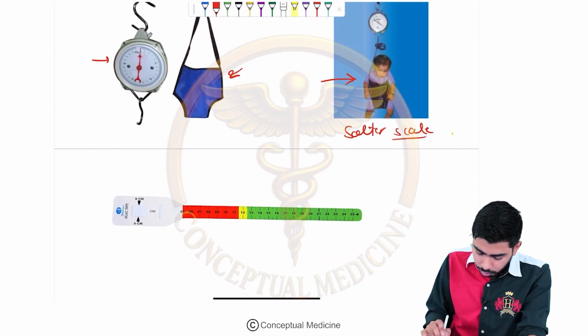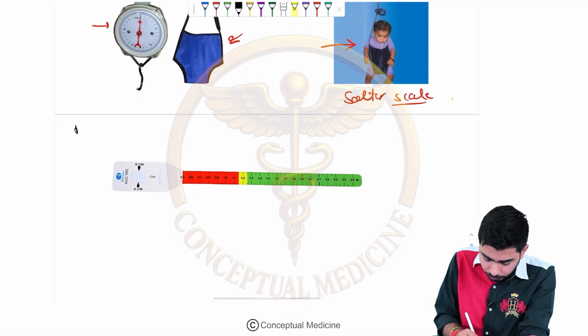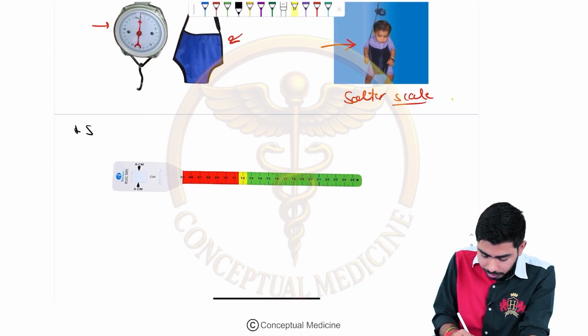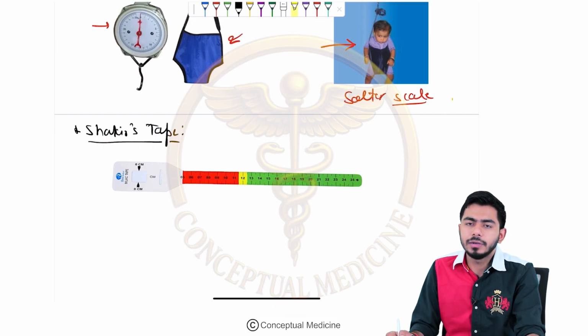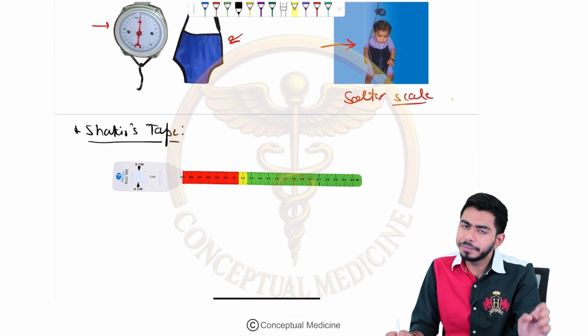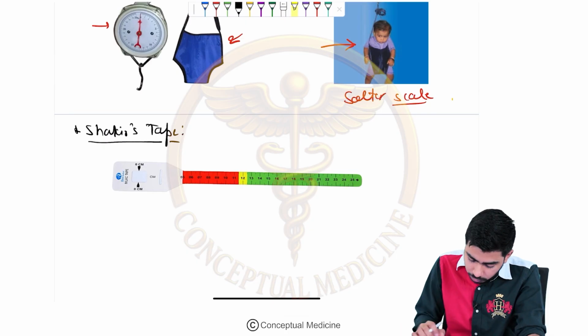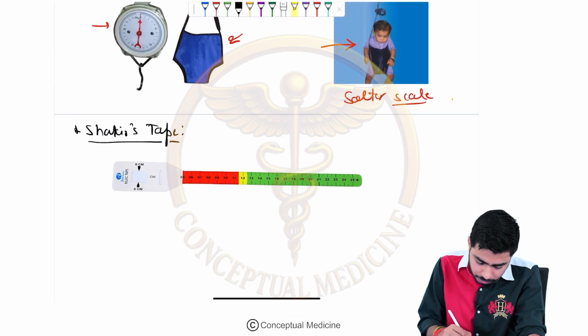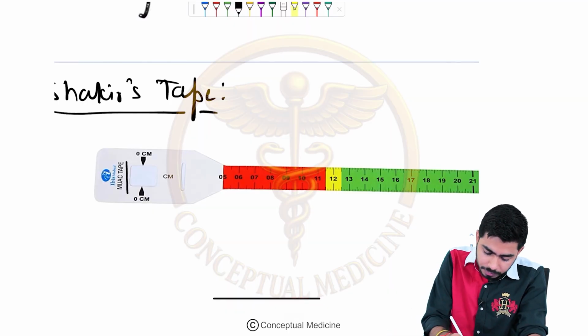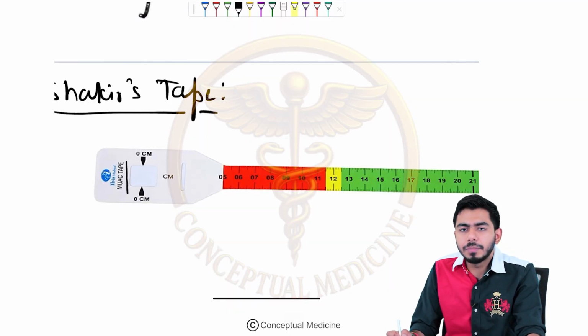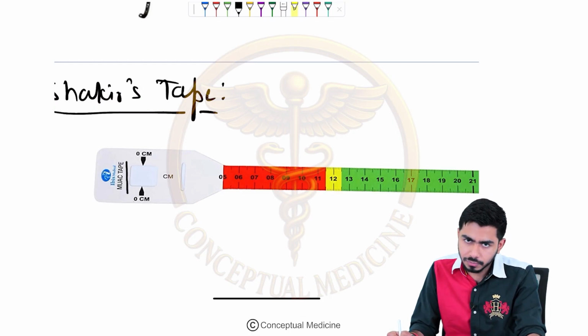Now we shall be talking about one more important point, that is the Shakir's tape. Yes, Shakir's tape is used again for assessing malnutrition, and here we have 3 color coding. Here you can see they are writing the MUAC tape. What is MUAC? MUAC means mid upper arm circumference. Basically we are checking the mid upper arm circumference.